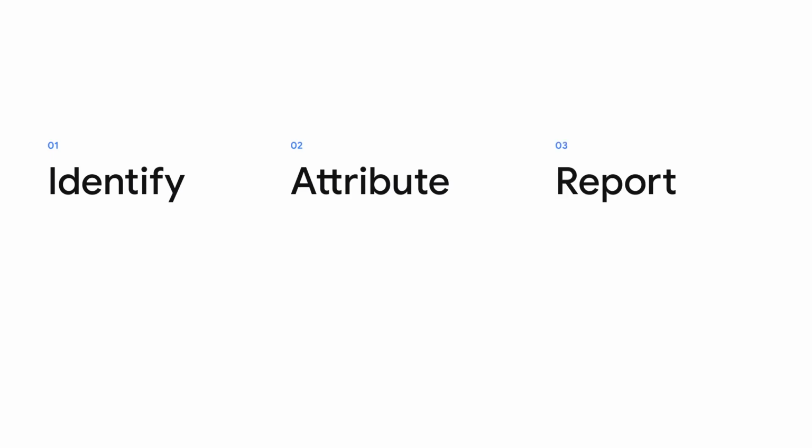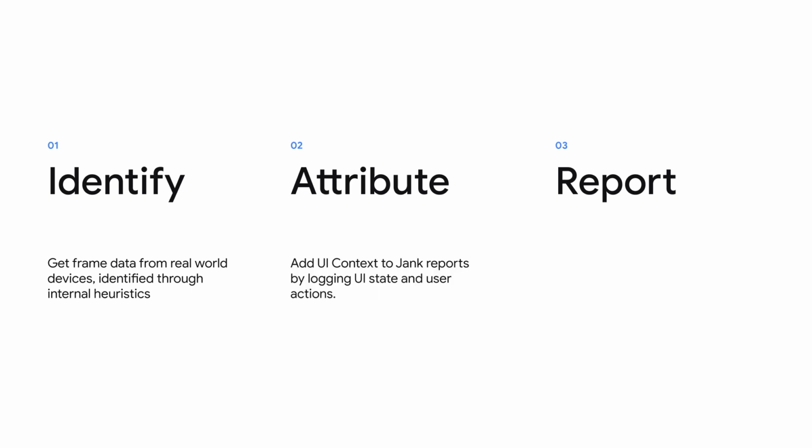JankStats enables you to identify, attribute, and report frames as they happen. You can get frame data from real-world devices, identified through heuristics within the library, and then you can add more context by logging how the user got into the janky frames. JankStats monitors every frame and enables you to aggregate this data. You can decide to upload and analyze it later on, similar to other logs.